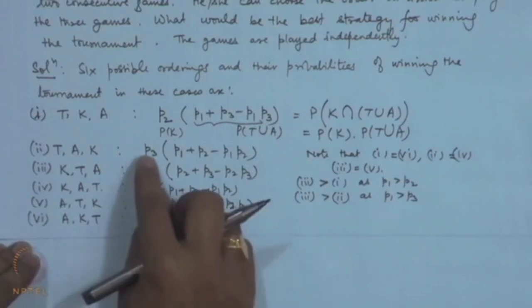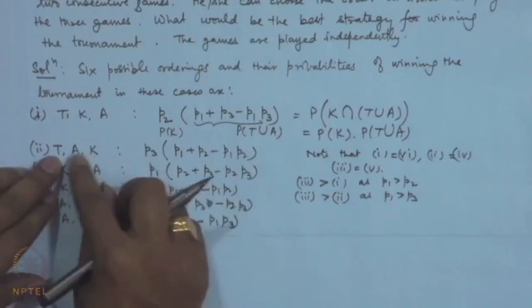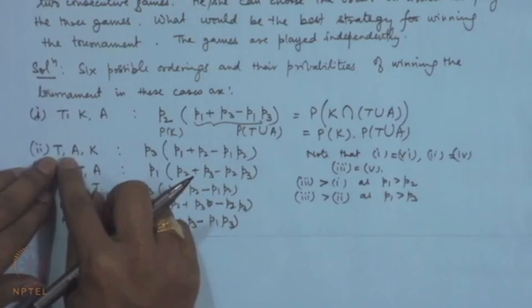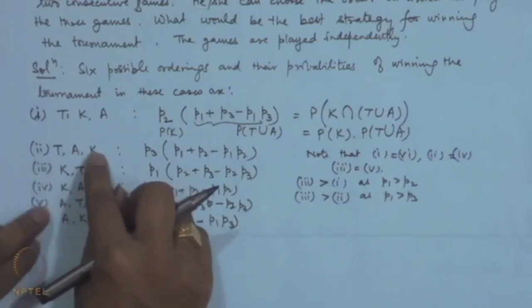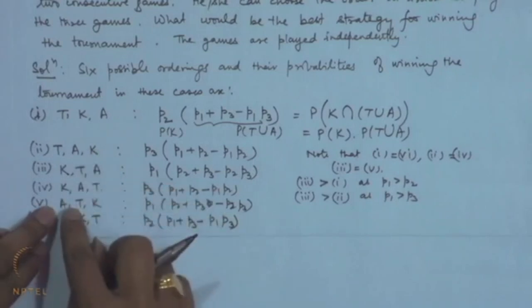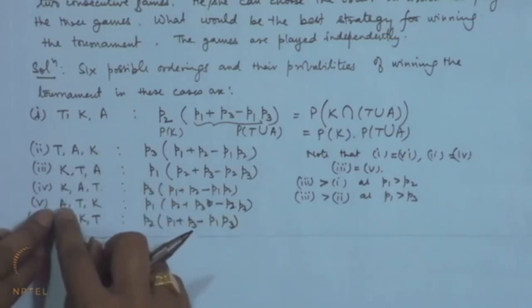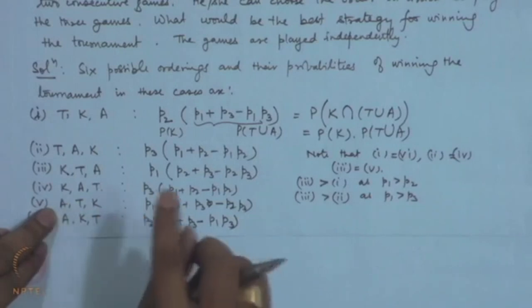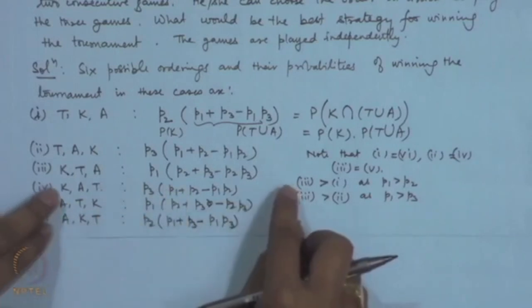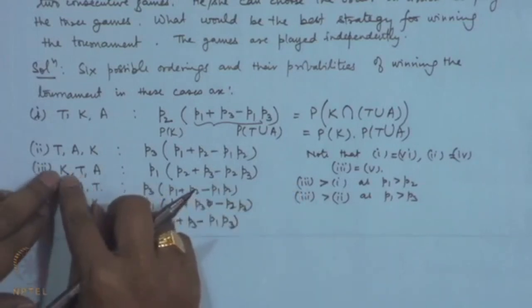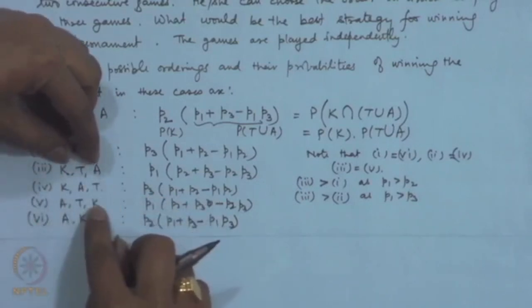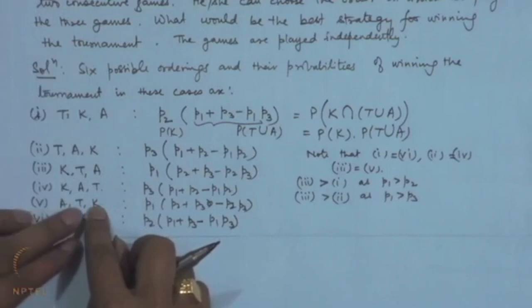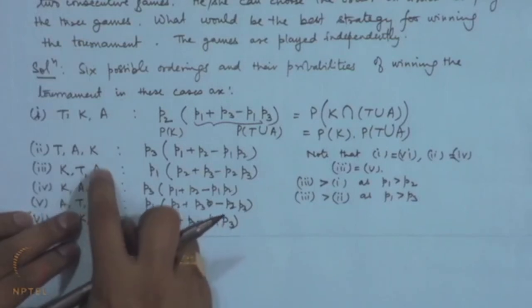Now, what is third option? Third option is playing Topalov, Anand and Kramnik, or playing Anand, third is bigger. So, third is Kramnik, Topalov and Anand, and fifth is Anand, Topalov and Kramnik. This is the best strategy, either third or fifth.